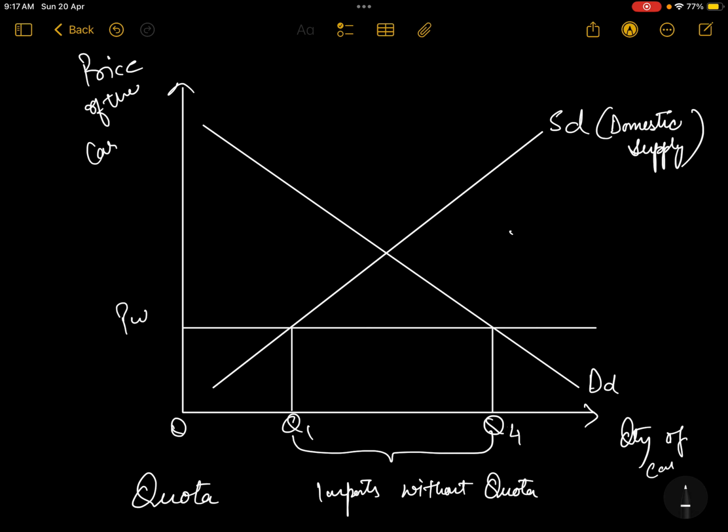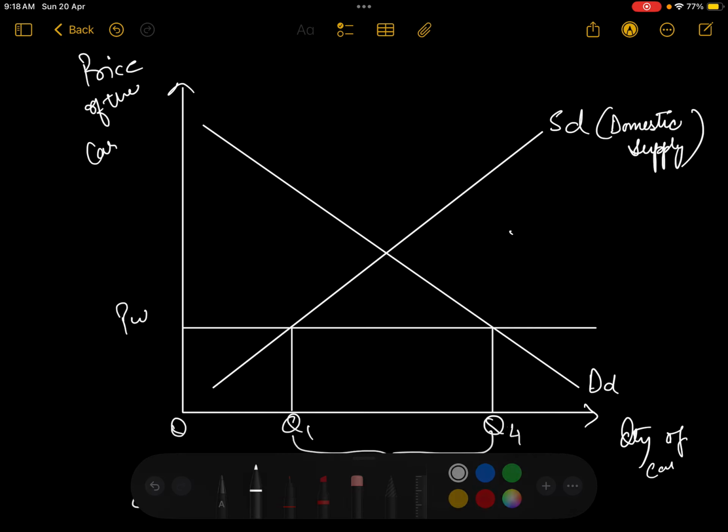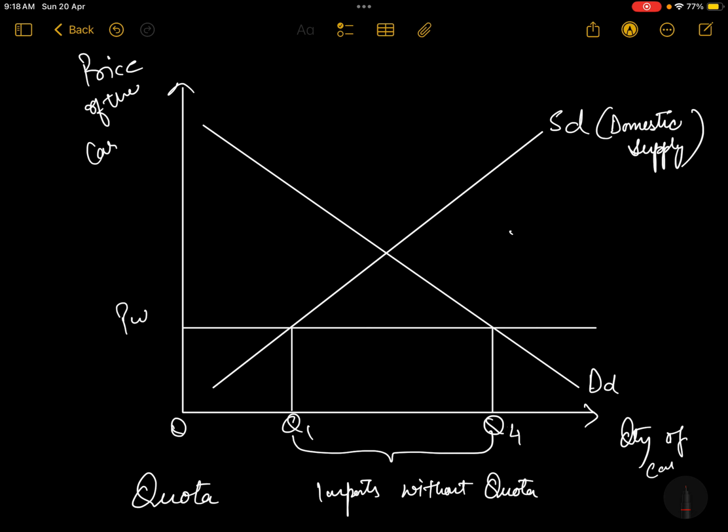Looking at the graph, the price of the car is on the y-axis and the quantity demanded of the car is on the x-axis. PW is the world price at which the country is importing the goods from the rest of the world. Definitely the country itself is not capable of catering at the world price. That is why they are relying on imports. O to Q1 represents the domestic supply. This is the area where the domestic producer itself is producing and meeting the requirement of the country.